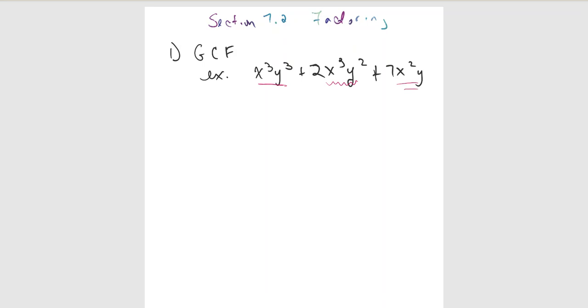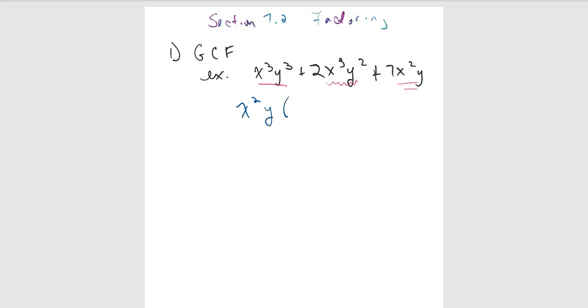When you look at each term, you should see that it has x in each one, and that the smallest degree of x is x squared. So we take out an x squared. The other thing you should see is y is the same in all three, but the smallest degree is y to the first, so we take out a y.